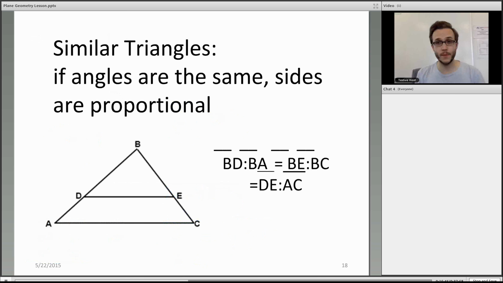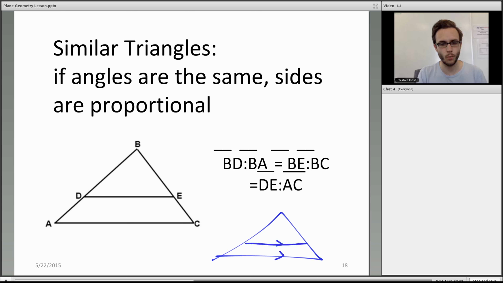Okay, and I also gave a little preview of this here, similar triangles. So if the angles are the same, the sides are proportional, right? This is kind of messy right here, just this notation, and I'm sorry about that. But what this means is if you're looking at a triangle like this, and it has a line within it that's parallel to one of the sides of the triangle, let's think about what we know about what's going on here.